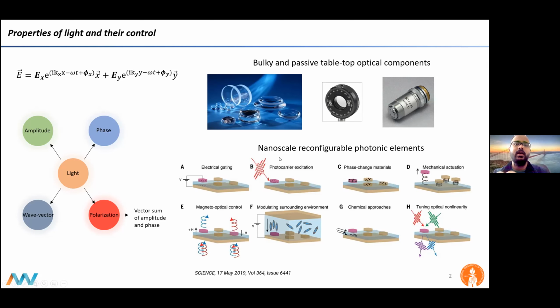And so this is a nice review paper in Science a few years back, where they showed all the different schemes that you can adopt, where you can have electrical doping, you can have photo generation of excitation, you can have phase change materials, you can change the surrounding environment like liquid crystals, and so on and so forth.